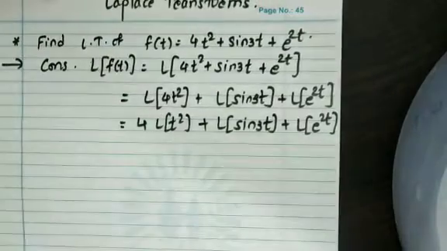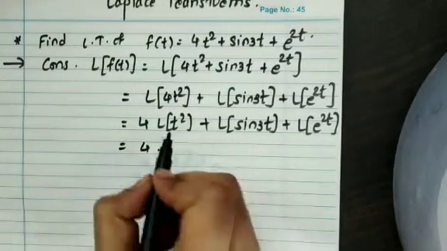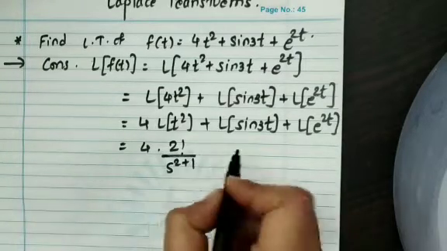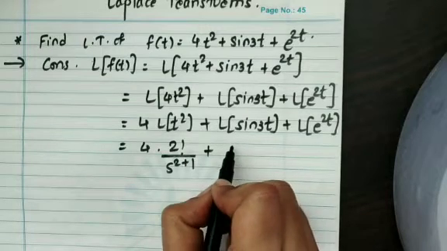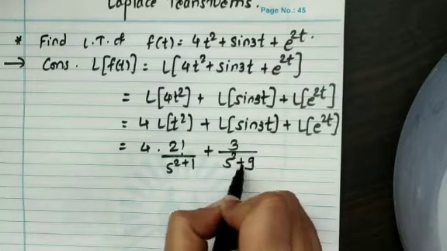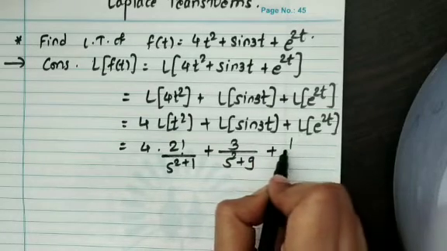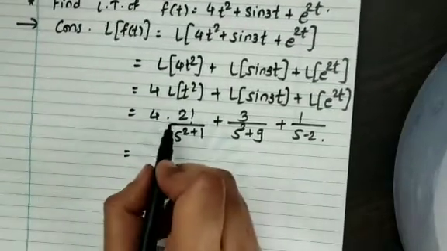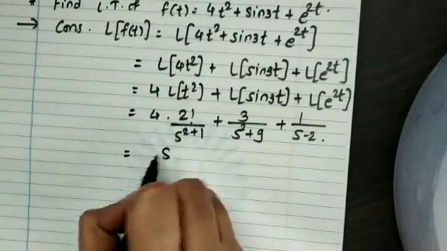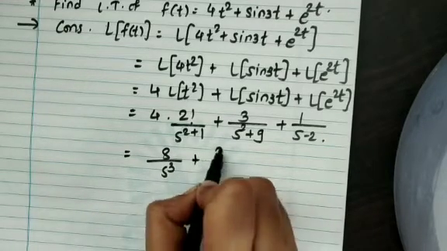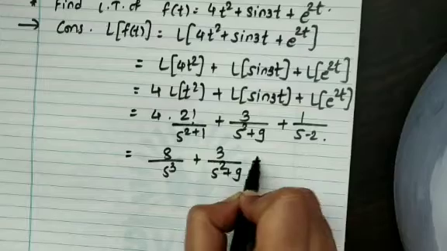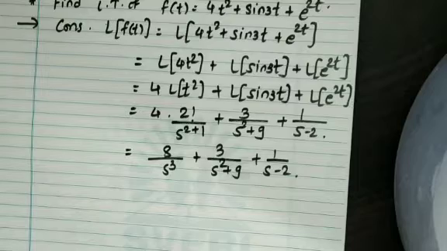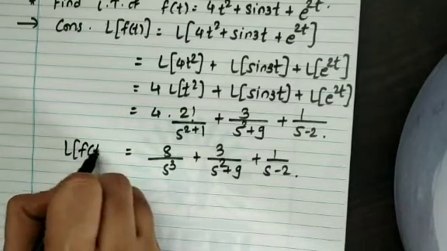So we can directly write the answer as 4 into Laplace of t square is 2 factorial upon s raised to 2 plus 1, plus Laplace of sine 3t, which is 3 upon s square plus 9. Laplace of e raised to 2t is 1 upon s minus 2. So finally your answer will be, 2 factorial is 2, 2 into 4, 8 upon s cube plus 3 upon s square plus 9 plus 1 upon s minus 2 is the answer of the given question, the given Laplace transform.